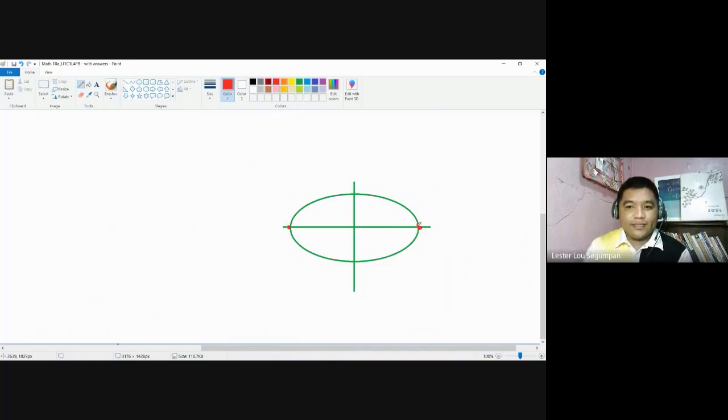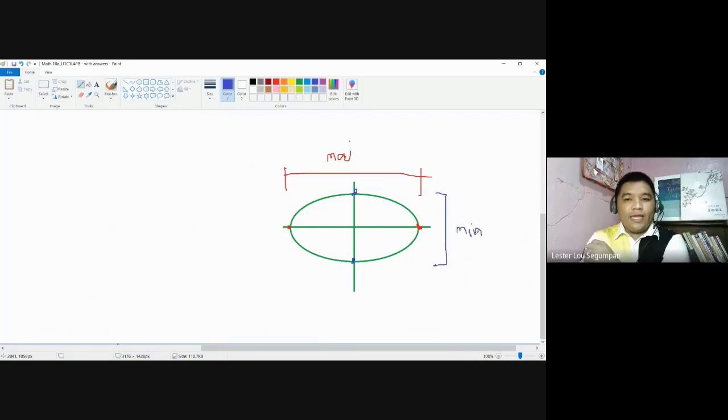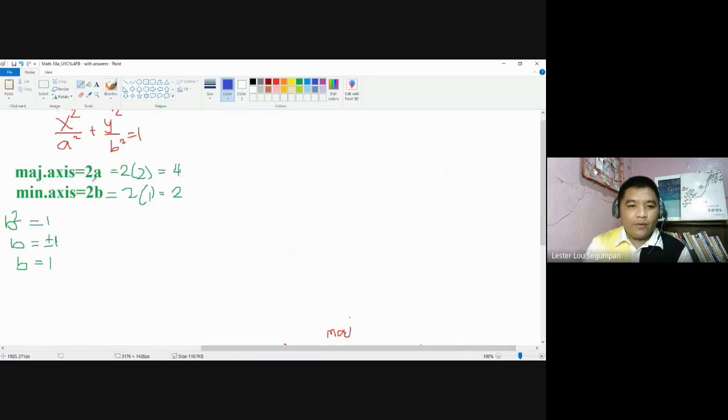These are the vertices. The co-vertices are colored blue. As you can see, the vertices are endpoints of the major axis, and the co-vertices are the endpoints of the minor axis. This is why for the vertices we will use A, because that is where we have our major axis. For the minor axis, that is actually the purpose for our co-vertices.